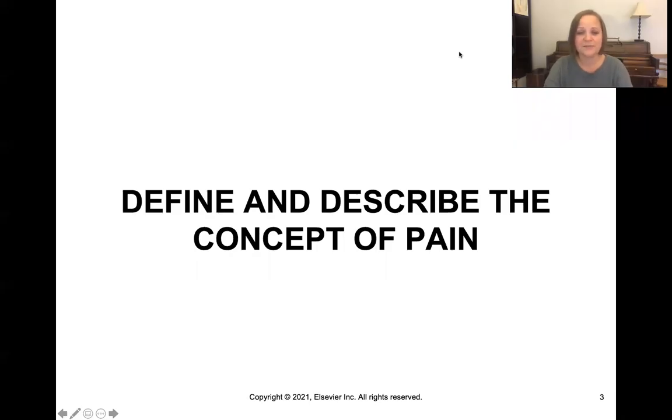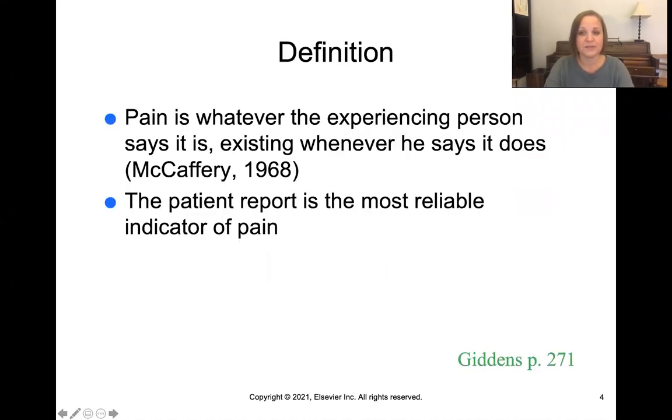So let's go ahead and define and describe this concept of pain. It's a pretty broad definition. Pain is whatever the patient says it is, existing whenever he says it does. The patient's self-report of pain is the most reliable indicator of pain. And while we might see some physical manifestations of pain, really it's up to the patient to report it as subjective data.